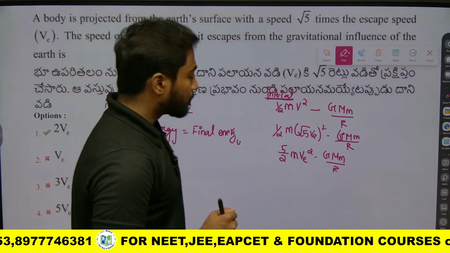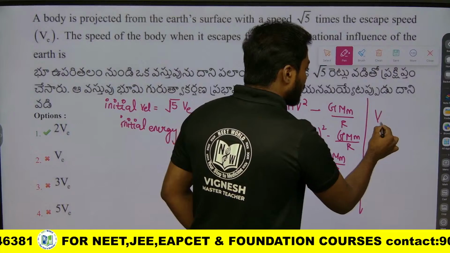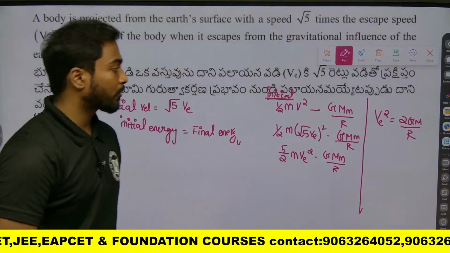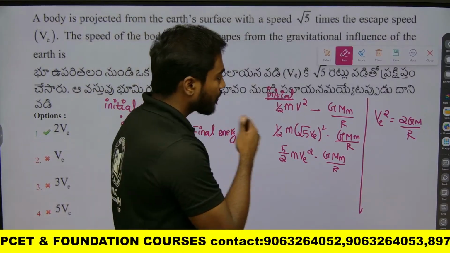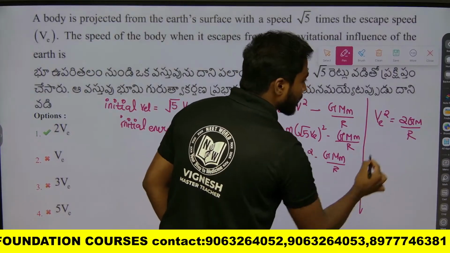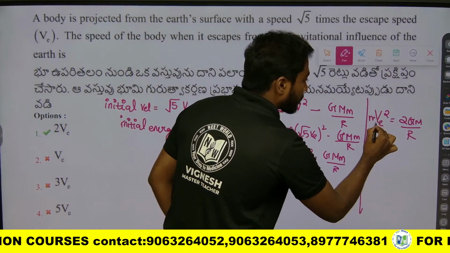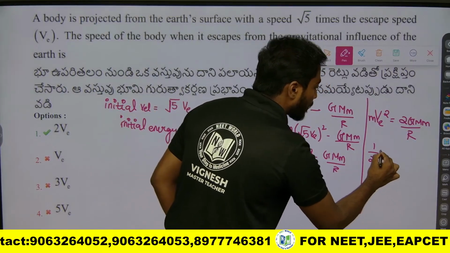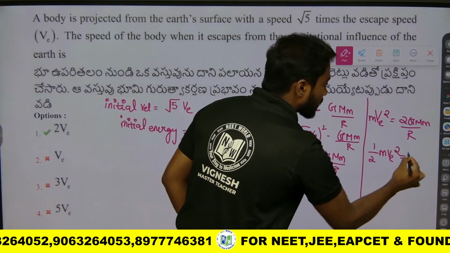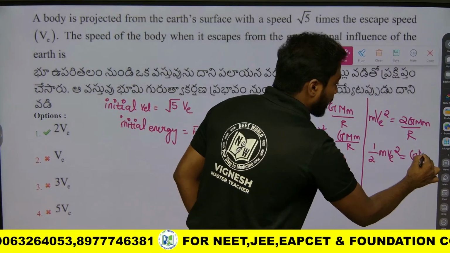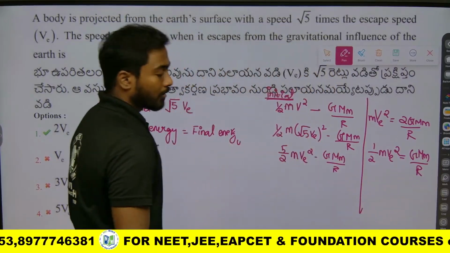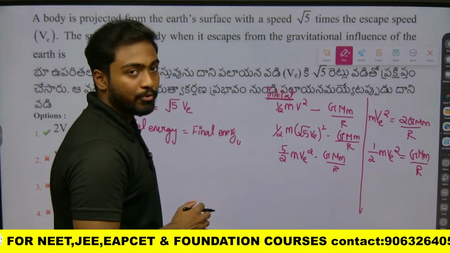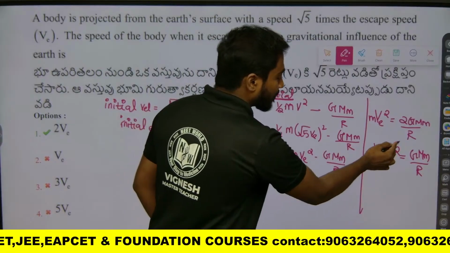And one more thing, we know that VE square is nothing but 2 G M by R, right? Like the escape velocity formula. So can I rearrange this one? Can I multiply by m on both sides, and take this 2 here? It will be half m VE square equals G capital M small m by R. Yes or no? Like I can rearrange this one. So for this G M m by R, can I substitute the value?